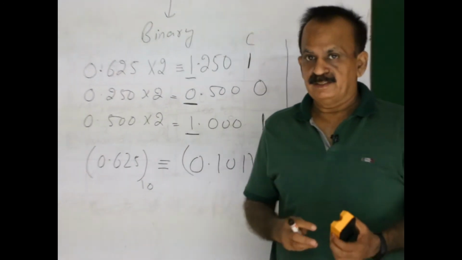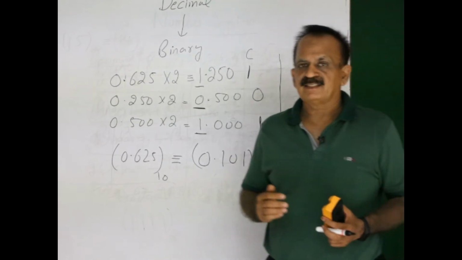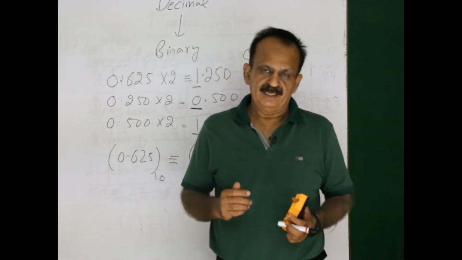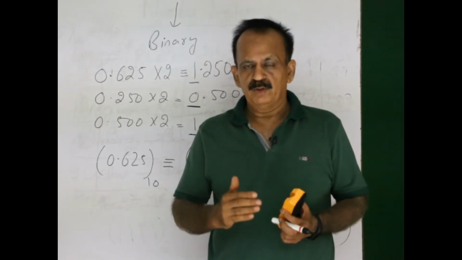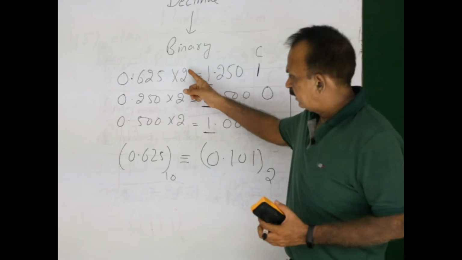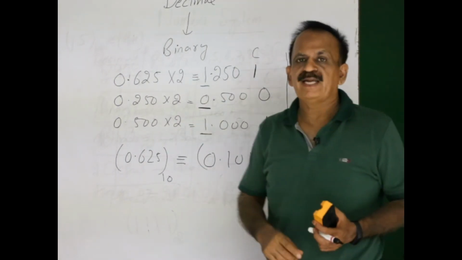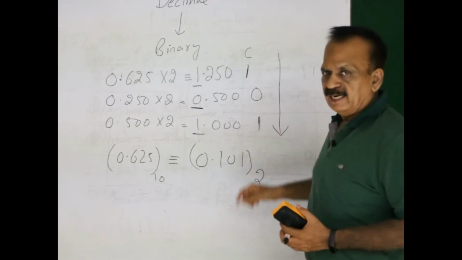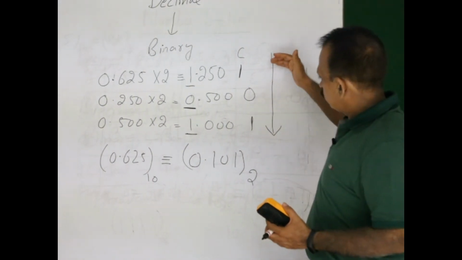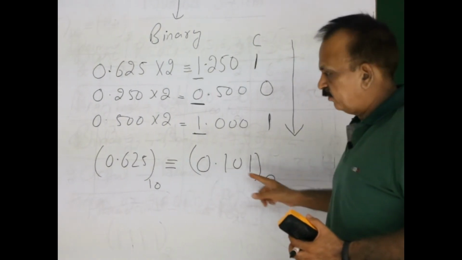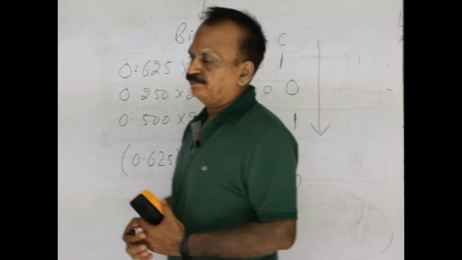So, I converted the integer part by successively dividing the number by 2 and writing down the remainder, and then writing the remainders from bottom to top. And in the fractional part, I multiplied the fraction successively by 2 and wrote down the carry part, and then writing the carry from top to bottom, I will get the binary equivalent of the given decimal fraction.